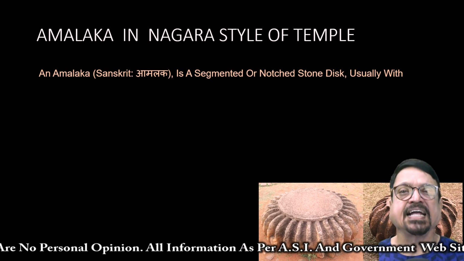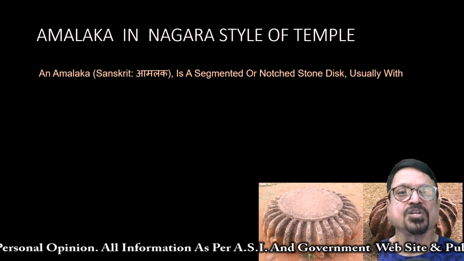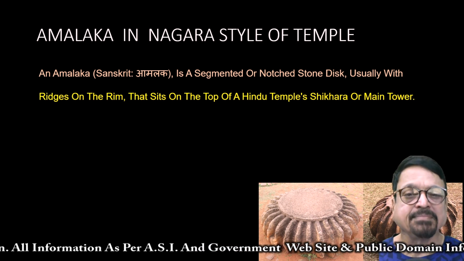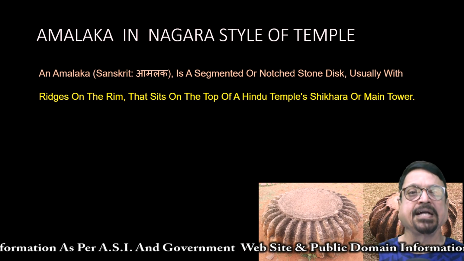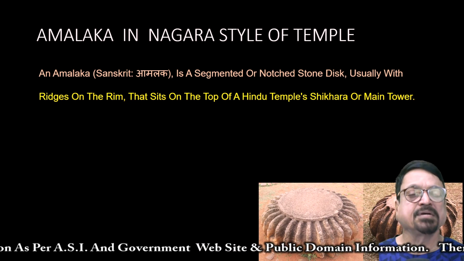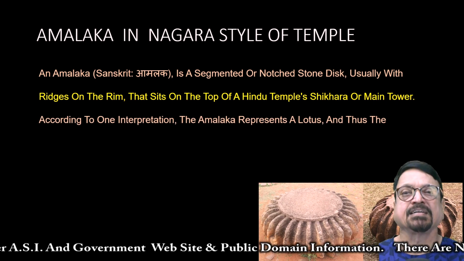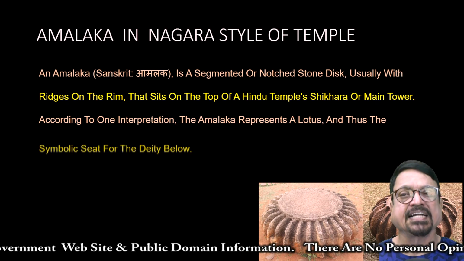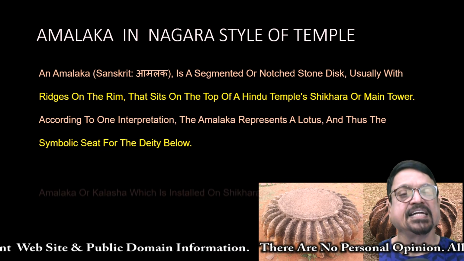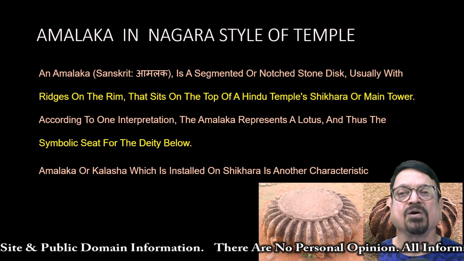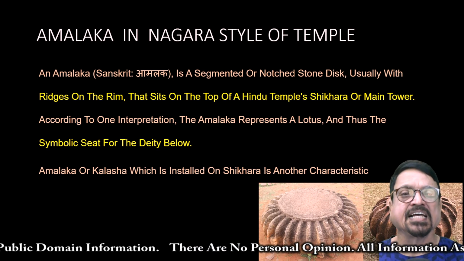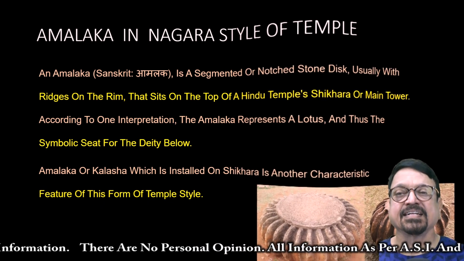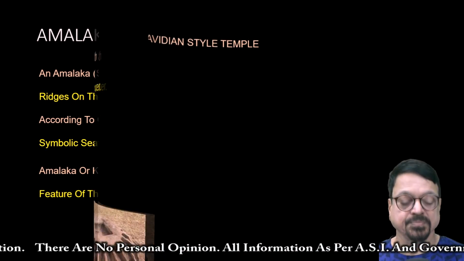Now Amalakha is a segment or the notched stone disc, usually with ridges on the rim. Ridges can be there or ridges may not be there. It depends on the type of temple architecture, but most of the time they are there. Sometimes they are not there. According to some interpretations, the Amalakha represent lotus and thus a symbolic seat for the deity below. Amalakha or the Kalasha, which is installed on the Shikhara, is another characteristic of the Nagara style of temples.